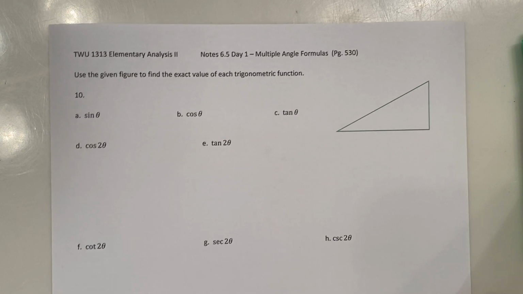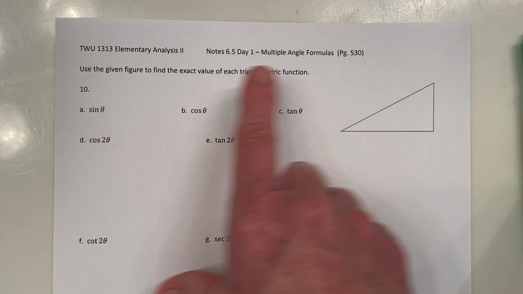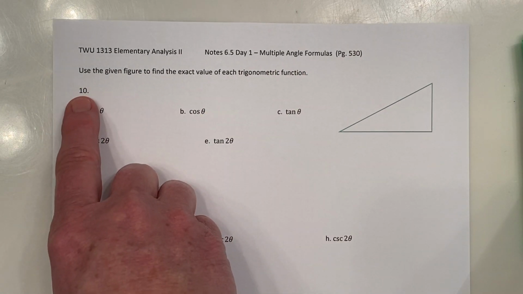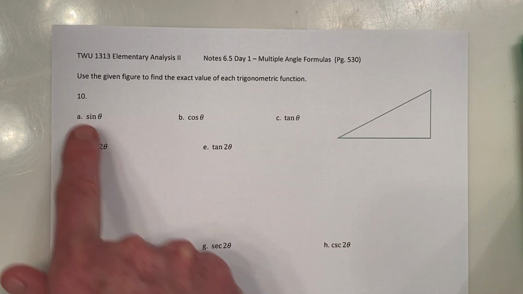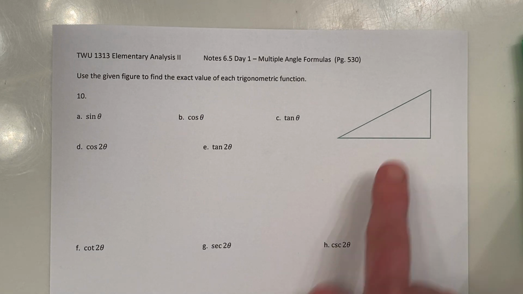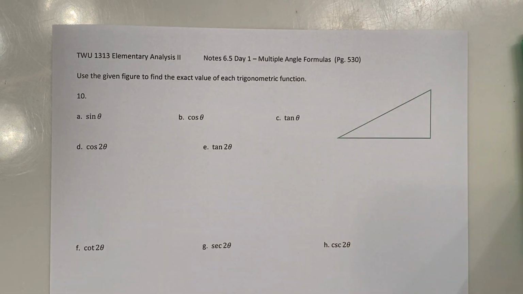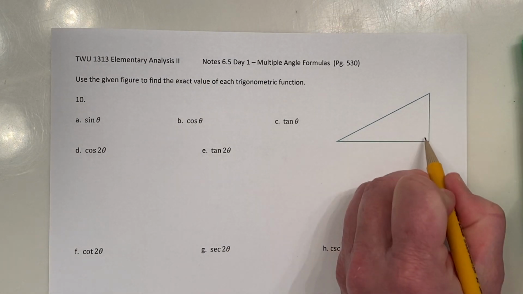All right. Coming back to our problem here, this is on page 530. This is problem number 10. There's a given figure. It says use the given figure to find A through H. Well, I didn't label this triangle, so let's go ahead and do so right now. It is a right triangle, so let's put that right angle in there. It's always good to show that.